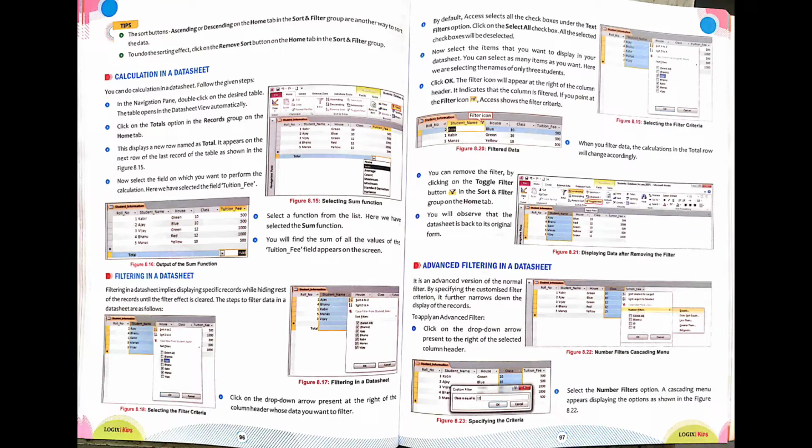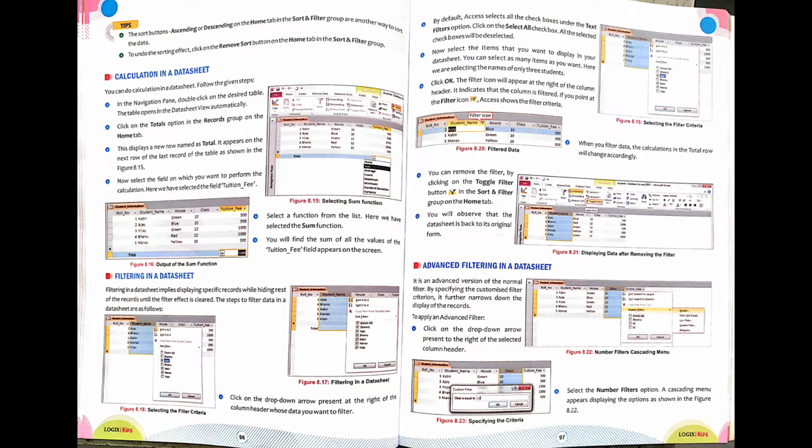It indicates that the column is filtered. If you point at the filter icon, Access shows the filter criteria. When you filter data, the calculation in the Total row will change accordingly. You can remove the filter by clicking on the Toggle Filter button in the Sort and Filter group on the Home tab. You will observe that the datasheet is back to its original form.